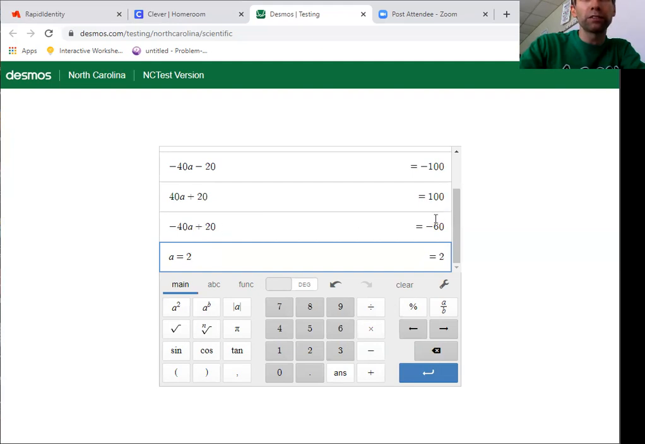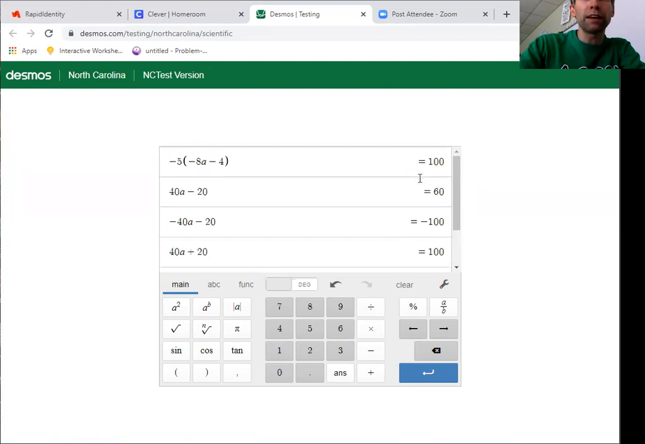When it does order of operations, it's saying that would give you a value of -60. So scroll all the way back up to the top. You see how this one gives you 100. So in other words, you plug in a 2 right here and do -5 times the quantity of -8 times 2 minus 4. It will give you 100.